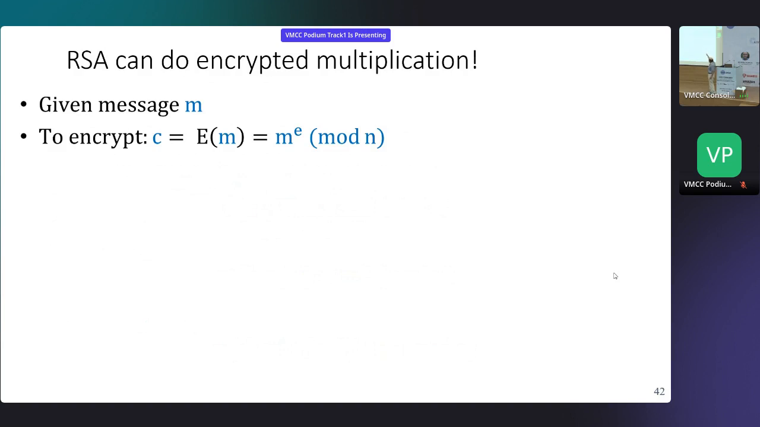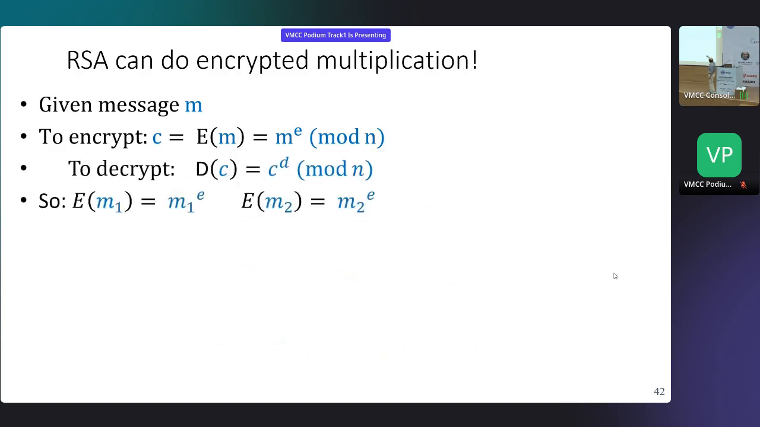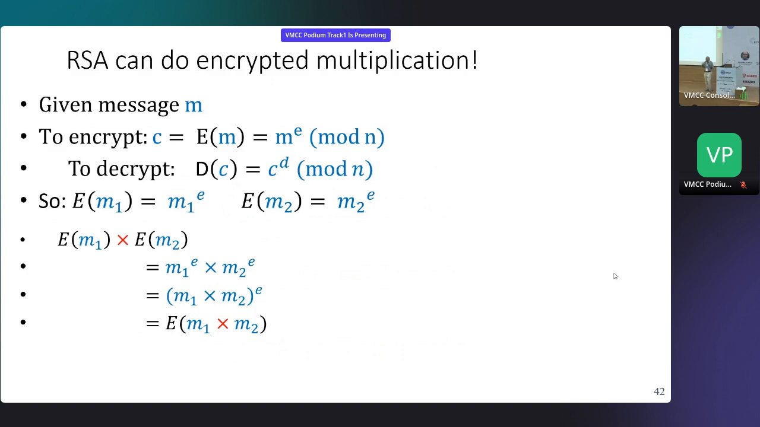So it's m to the e. If I have another message, m1 to the e, a message m2, m2 to the e, if you multiply them, what do you end up getting? You end up multiplying these two, which is really m1 times m2 to the power e. And so this is the encrypted value. So this is the idea: we can have a server do operations on data that they don't understand, that is gibberish to them, that is encoded to them, and yet do useful work for me and return it. So I don't have to do the multiplication.